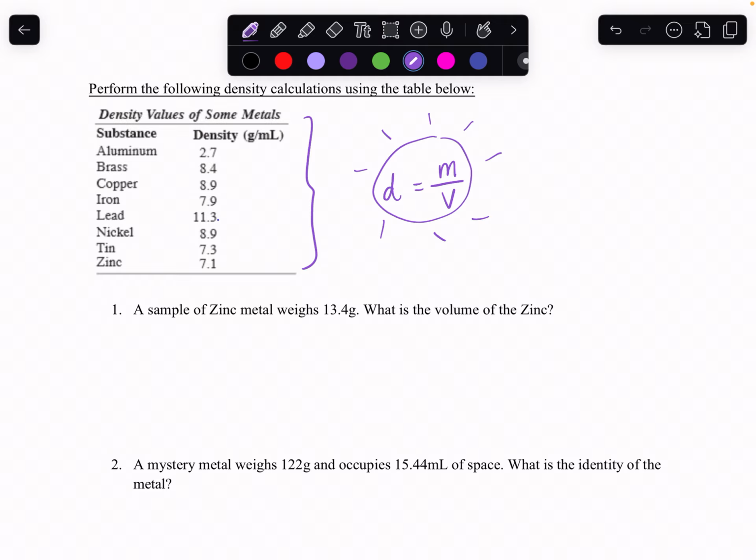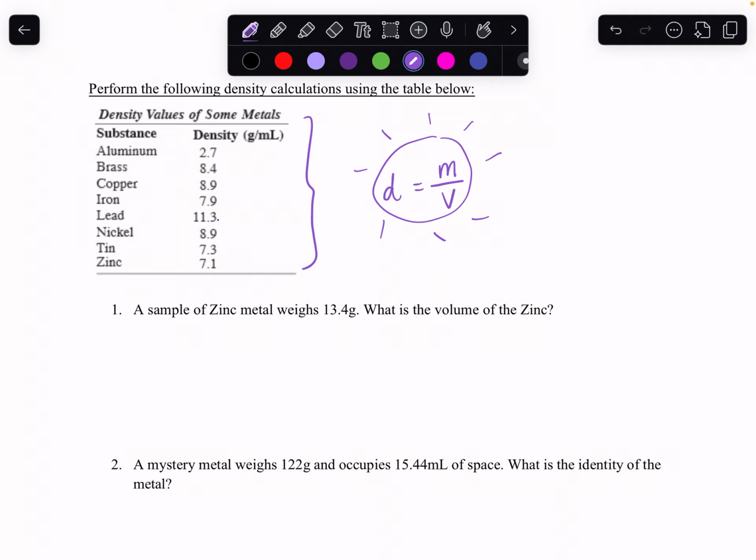A sample of zinc metal weighs 13.4 grams. What is the volume of zinc? Now, this is not explicitly asking you for density. Note, it's asking you for volume. But if we go to our density equation, we do know that density equals mass over volume, so they all have to be related somehow. The goal would be that you're going to use the density table above and the given mass to calculate the volume. So don't let it trip you up if it doesn't explicitly say, oh, what is the density?